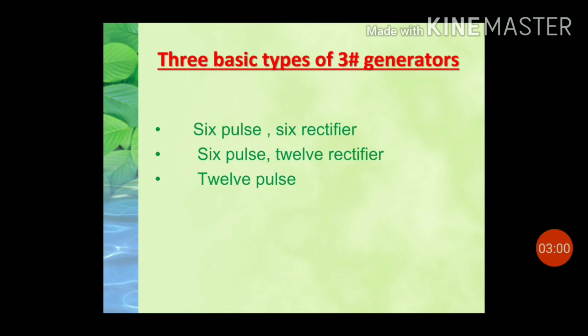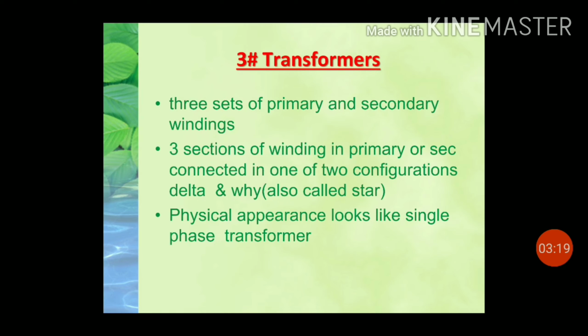There are three basic types of three-phase generators. One is 6 pulse 6 rectifier, the second is 6 pulse 12 rectifier, and the other is 12 pulse 12 rectifier. First we'll go through the three-phase transformers.